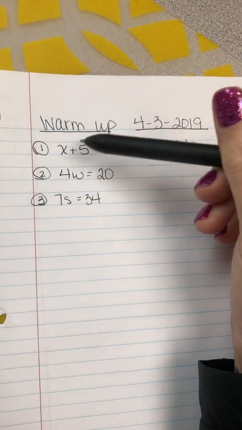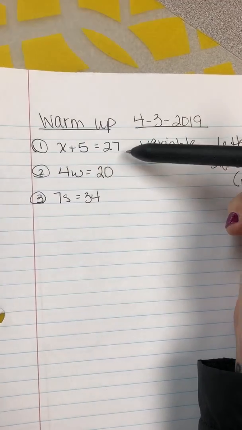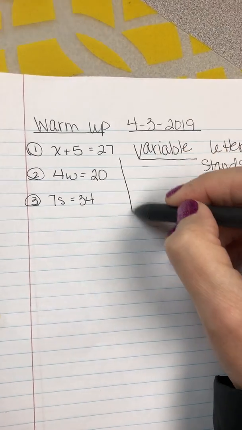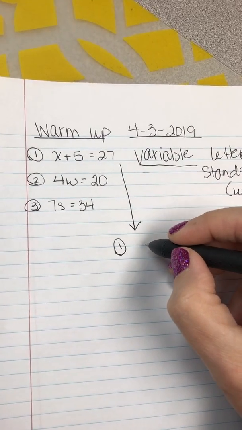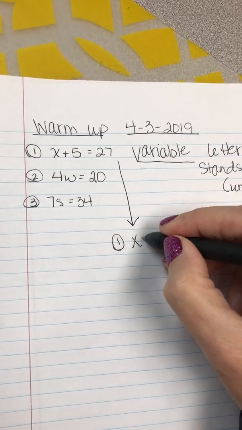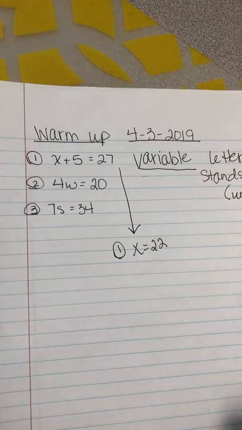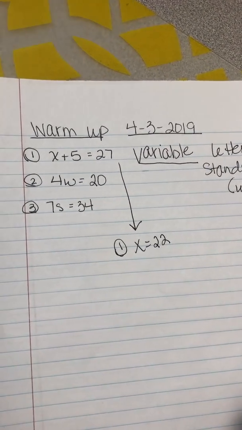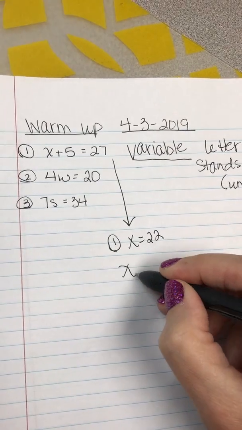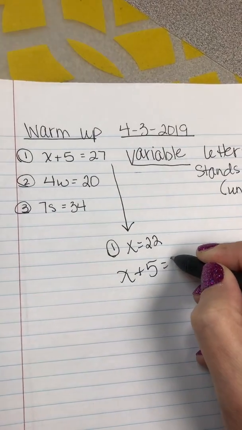So number 1, we said what number plus 5 equals 27? And most of you were like, oh, I know that, 22. 22 plus 5 equals 27. So you're going to say X equals 22, which is correct, but I want to show you the actual way to do this in case it's one you can't do in your head. So we have X plus 5 equals 27.